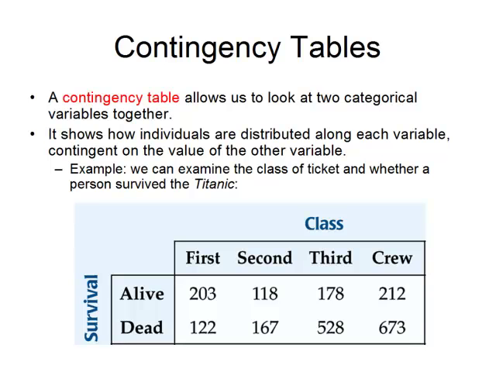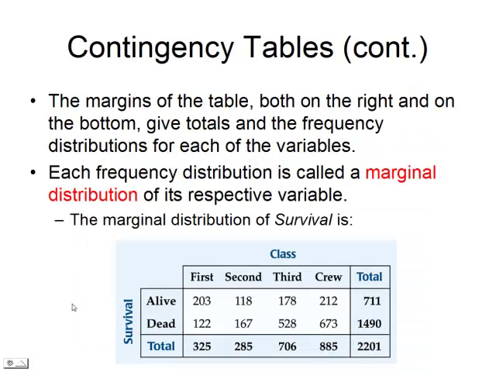The columns are by class and the rows are by whether they survived or not on the Titanic. The margins of the table, both on the right and on the bottom, give totals and the frequency distributions for each of the variables. Each frequency distribution is called a marginal distribution of its respective variable. The marginal distribution of survival is 711 over 2201 and 1490 over 2201.